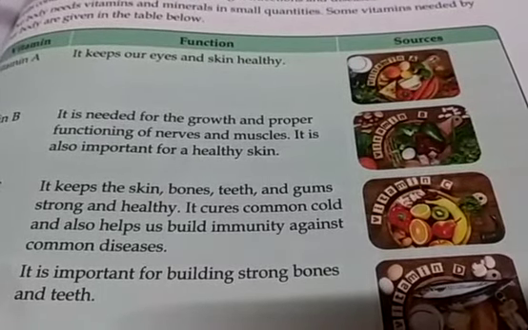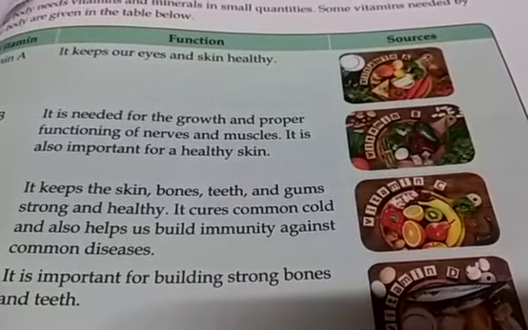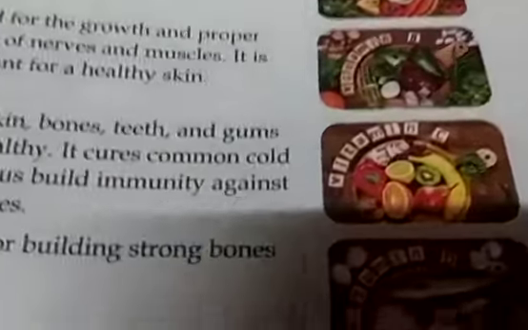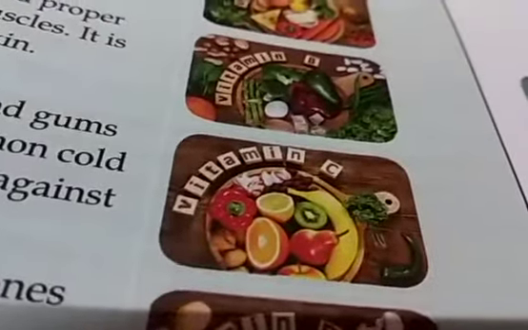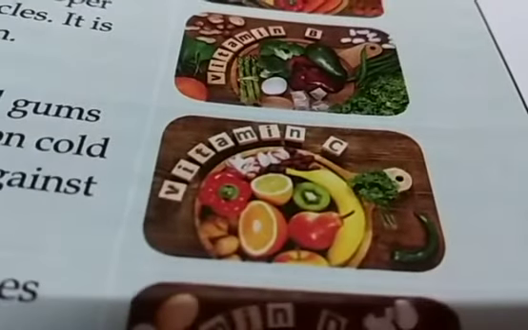All citrus fruits contain vitamin C. Now what are the vitamin C rich fruits? They are lemon and oranges. They are rich in vitamins and they help to fight against infection and diseases.